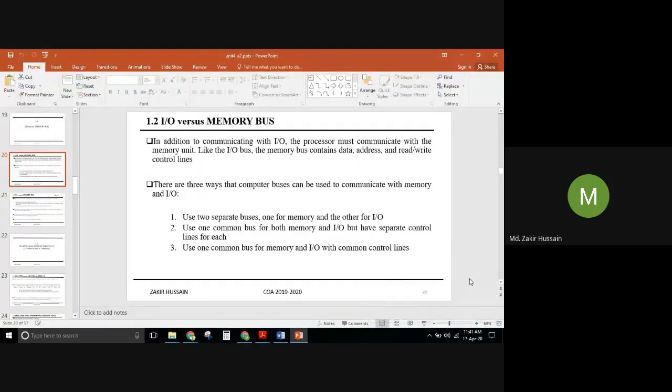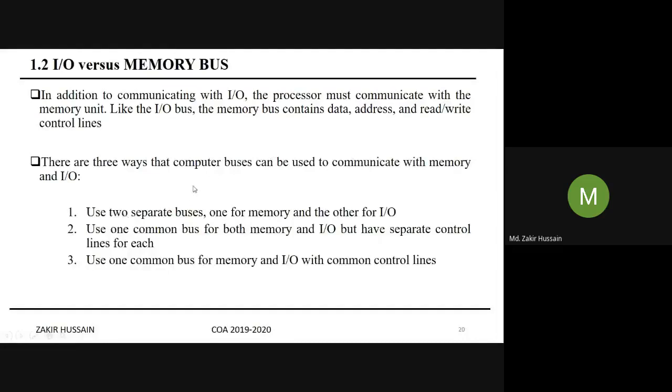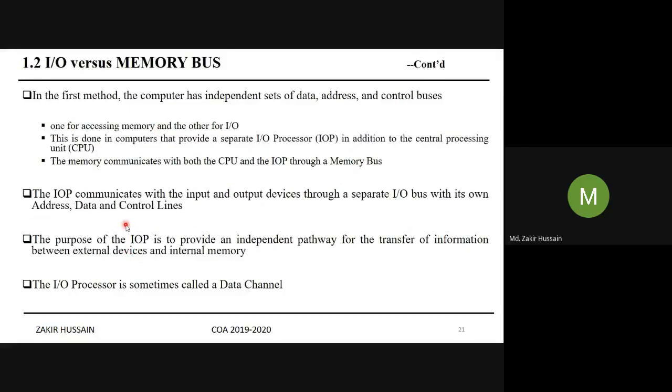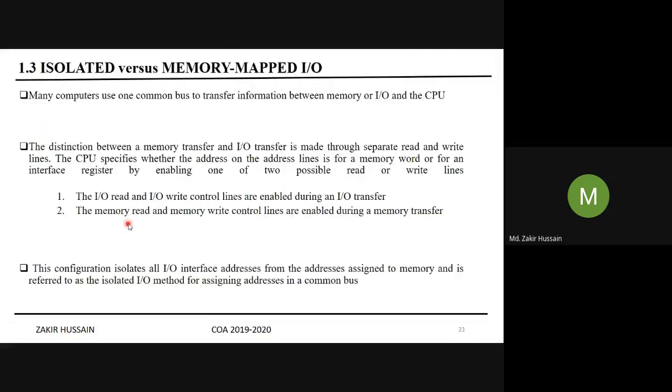Similarly, we have seen yesterday the method to use one common bus for both memory and I/O, but have separate control lines. Yesterday I was telling you that we have the I/O read and I/O write control lines when we want to transfer to the I/O devices. Memory read and memory write are the control lines for memory transfer.